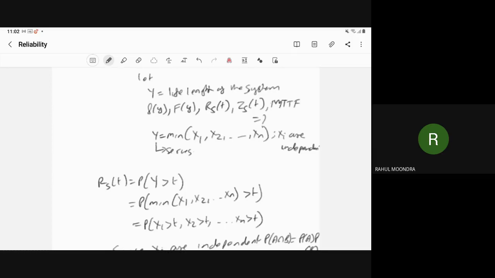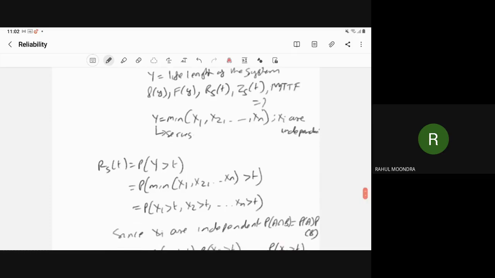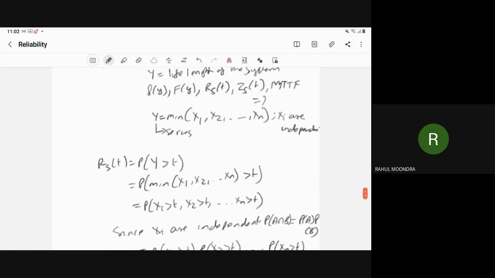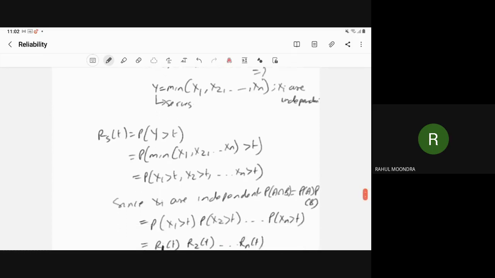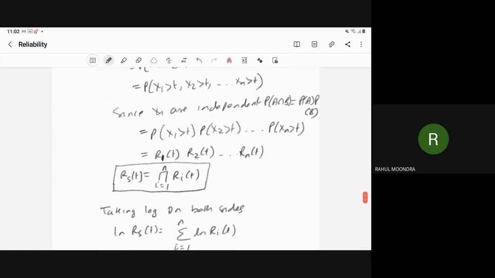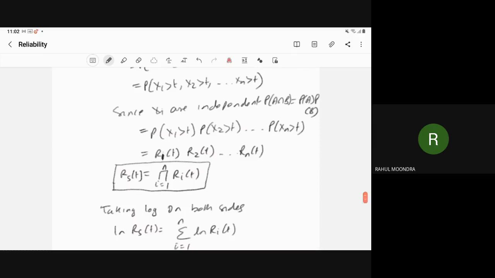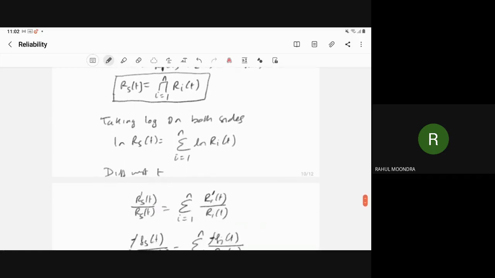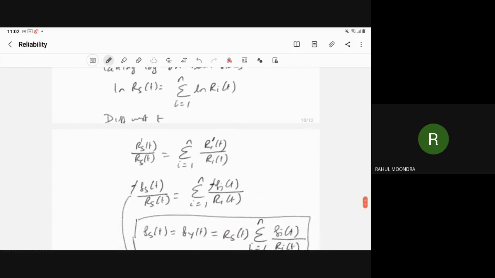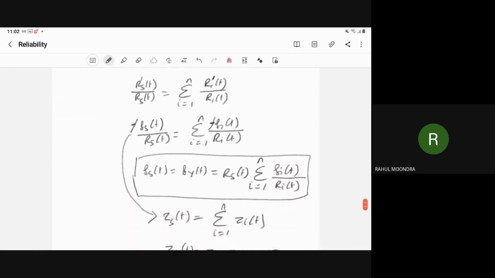Now we have to compute the PDF, CDF, reliability, hazard rate function, and the mean time to failure of the system. We know that reliability is P of Y greater than t. Using this, we computed that the reliability of the system is the product of the reliabilities of the components. Then we took the logarithm and differentiated. When we differentiate, we get the PDF of the system.